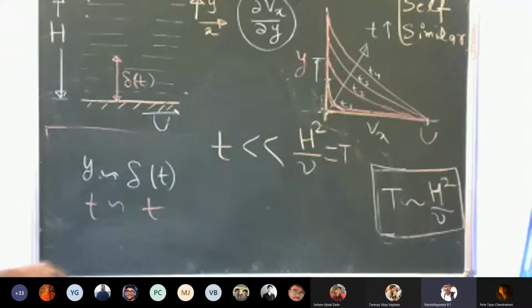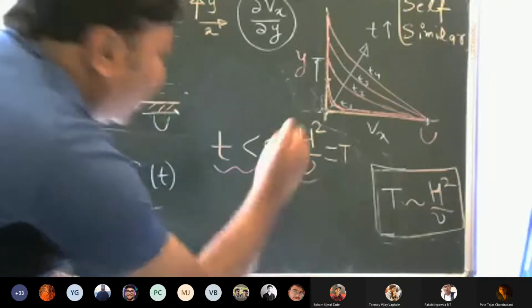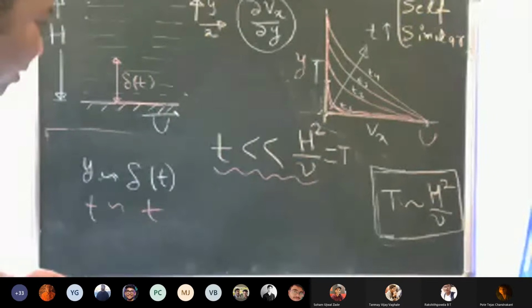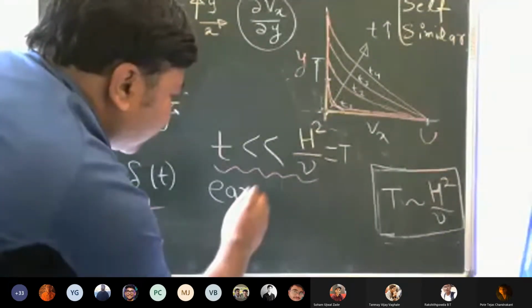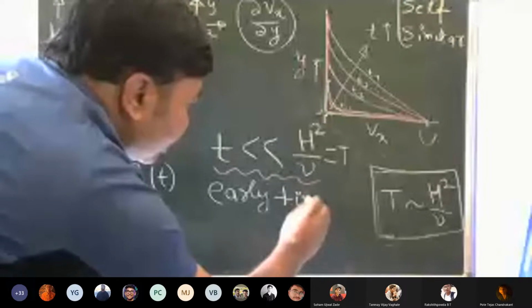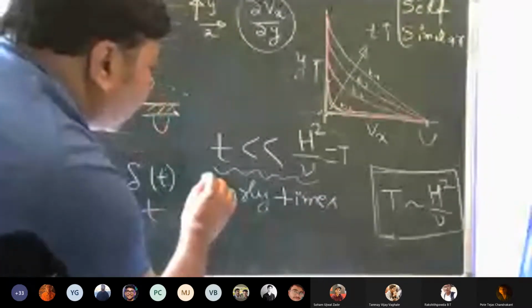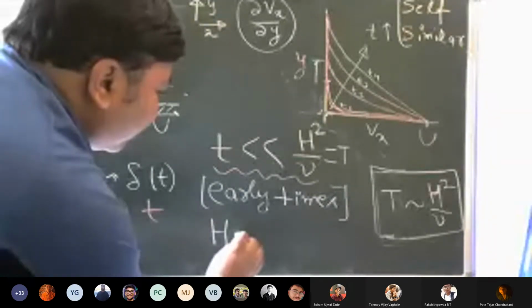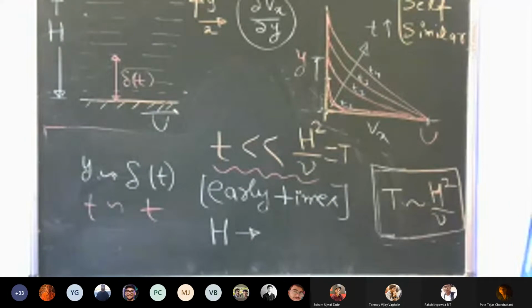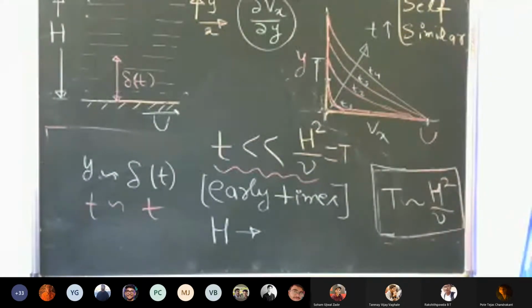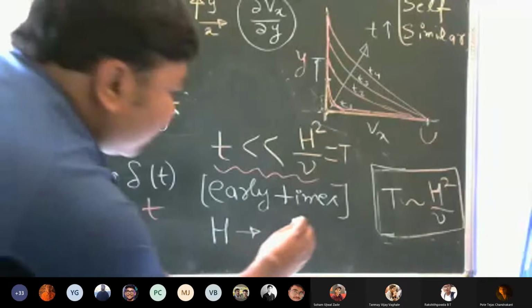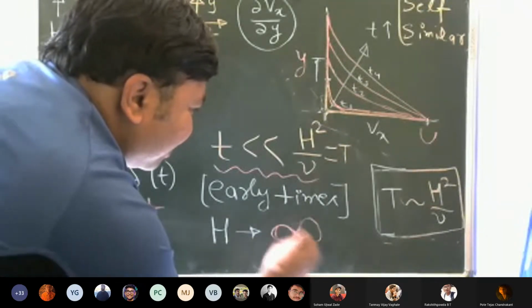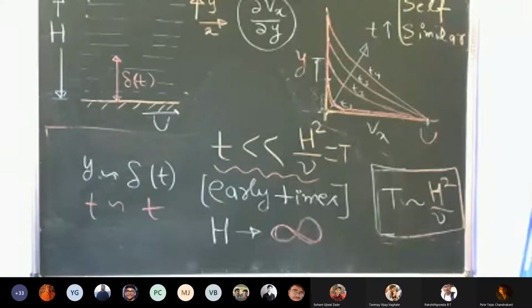Okay, right. Now, if you understood this discussion, t very, very less than h square by nu will be called early times. And for this early time, h can be treated as, anyone make a guess? For early times, h can be treated as very large. That's all. So infinity is nothing like real infinity. It is always relative.